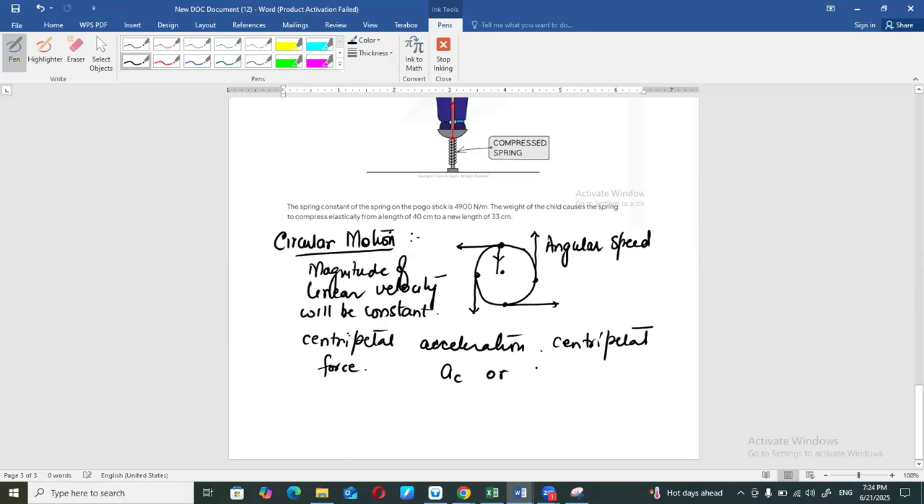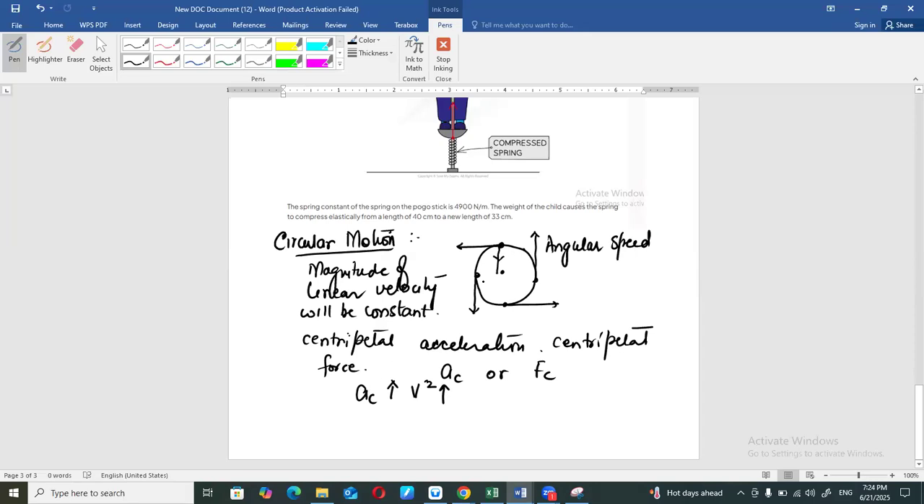Centripetal acceleration, or force, is directly proportional to the velocity. Acceleration can only be increased if velocity is increased. It is increased by the factor v square, so v square and a_c are directly proportional, right? Or you can simply say, if the velocity increases, centripetal acceleration increases. The same thing happens for the force as well.